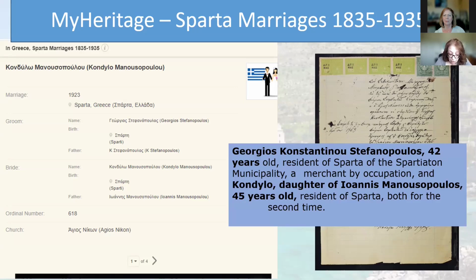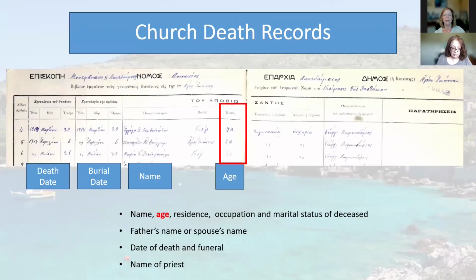If you're lucky enough to have ancestors included in the MyHeritage collection of Sparta diocese marriages from 1835 to 1935, don't forget to check the backup documents. Very important. These are accessible towards the bottom of the page with that little arrow in the corner. And in this particular case, it says there's 4 documents. This is why I always advise that you have these documents translated for your closest relatives. If we look up above here, it says Yorgos Konstantino Stephanopoulos, 42 years old, resident of Sparta, married Kondilo, daughter of Yannis Manusopoulos, 45 years old. This is not normal. It depends on the priest who's filling out the paperwork, and some did it more consistently than others, but always check. There can be very interesting information in these documents. Don't ignore them. Yes, they're fabulous documents.